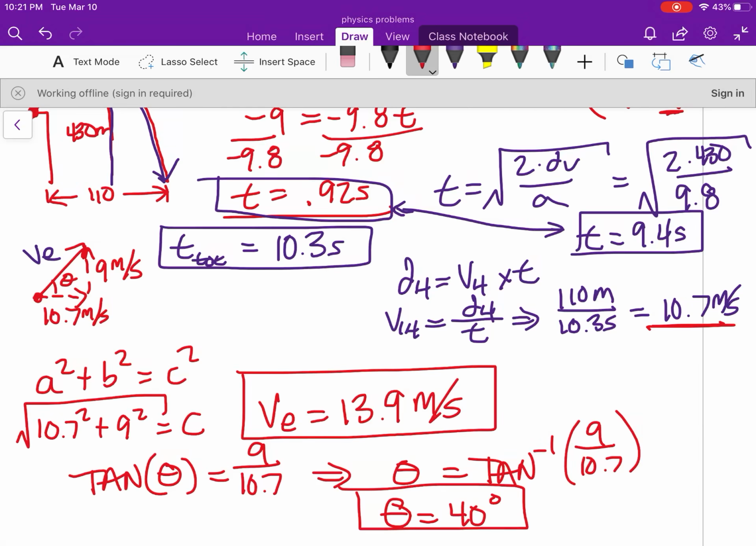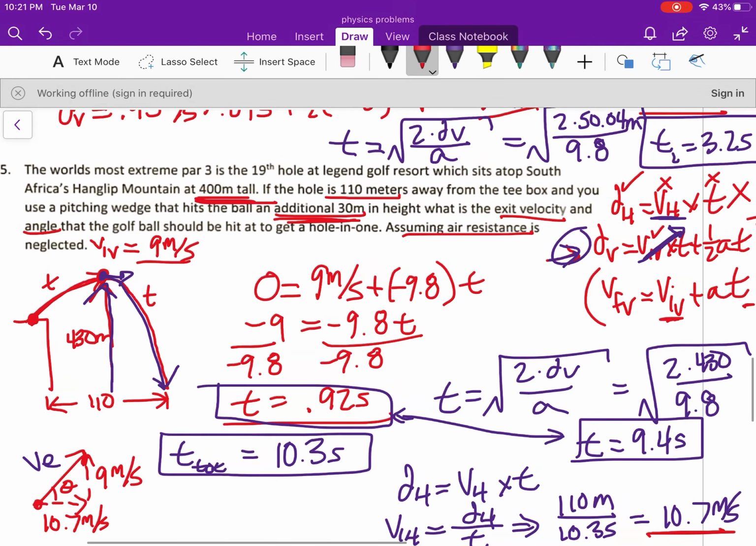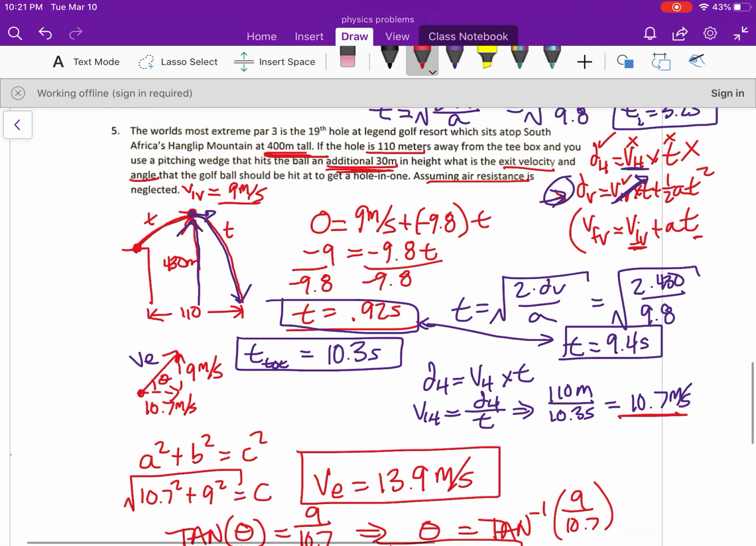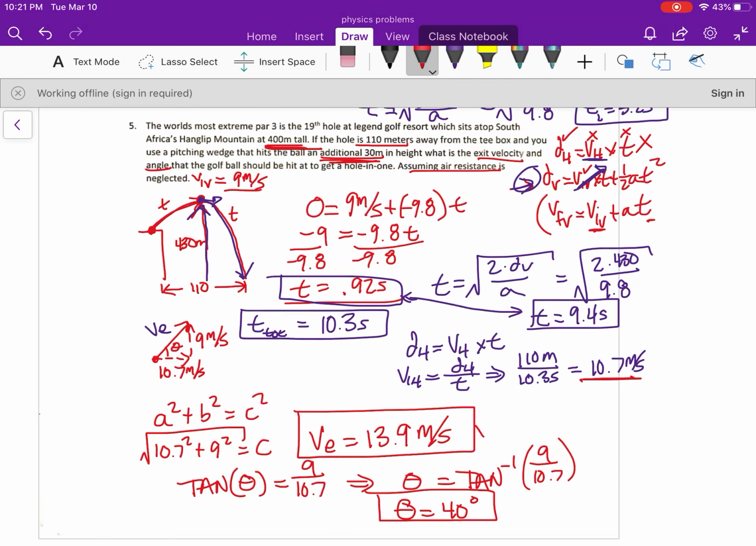So to get a hole in one on this really cool 19th par 3, the highest in the world or the most extreme, you need to hit your golf ball at 14 meters per second at a 40 degree angle. And if you're lucky and there's no air resistance or not a whole lot of wind that day, you might be able to hit a hole in one.